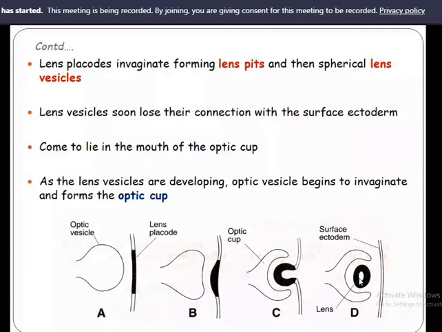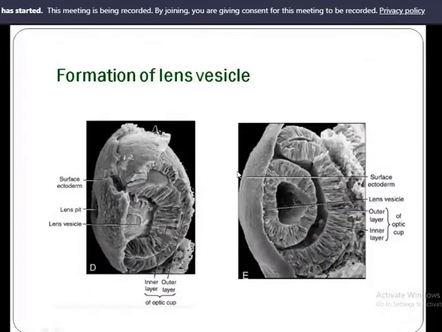Now next, this one is the same. This is also the same one. So in this diagram, you can see the lens pit. You can see the lens vesicle. Now see over here, this one is the surface ectoderm. The lens vesicle has already lost its connection from the surface ectoderm, and it has been separated out. And this lens vesicle is present within the cavity of the optic cup. This is the optic cup. So over here, the lens is present. The lens vesicle will be present in the mouth of the optic cup.